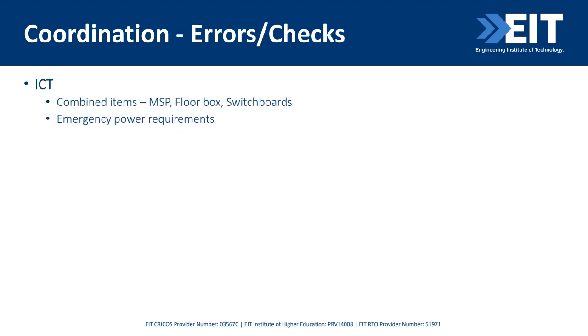So the most common checks are those combined items, so service panels or floor boxes or switchboards, and what happens in an emergency. So just like VT, we need to make sure we've covered that emergency scenario.